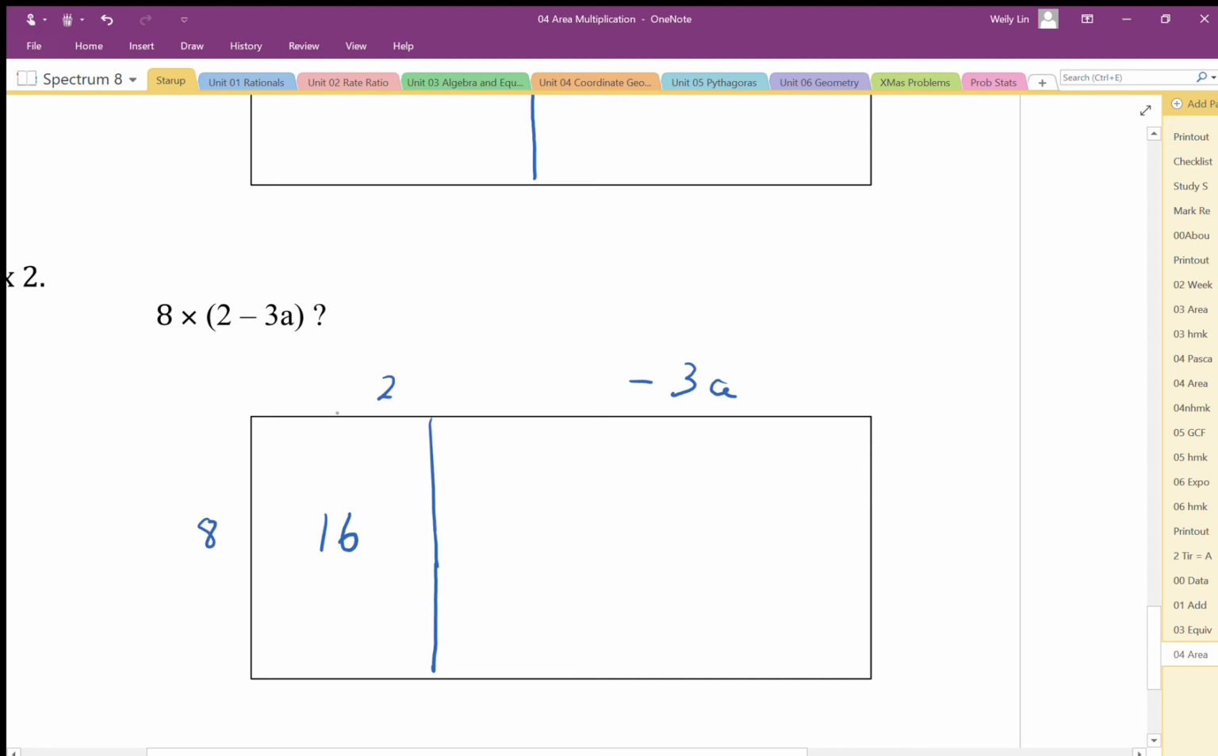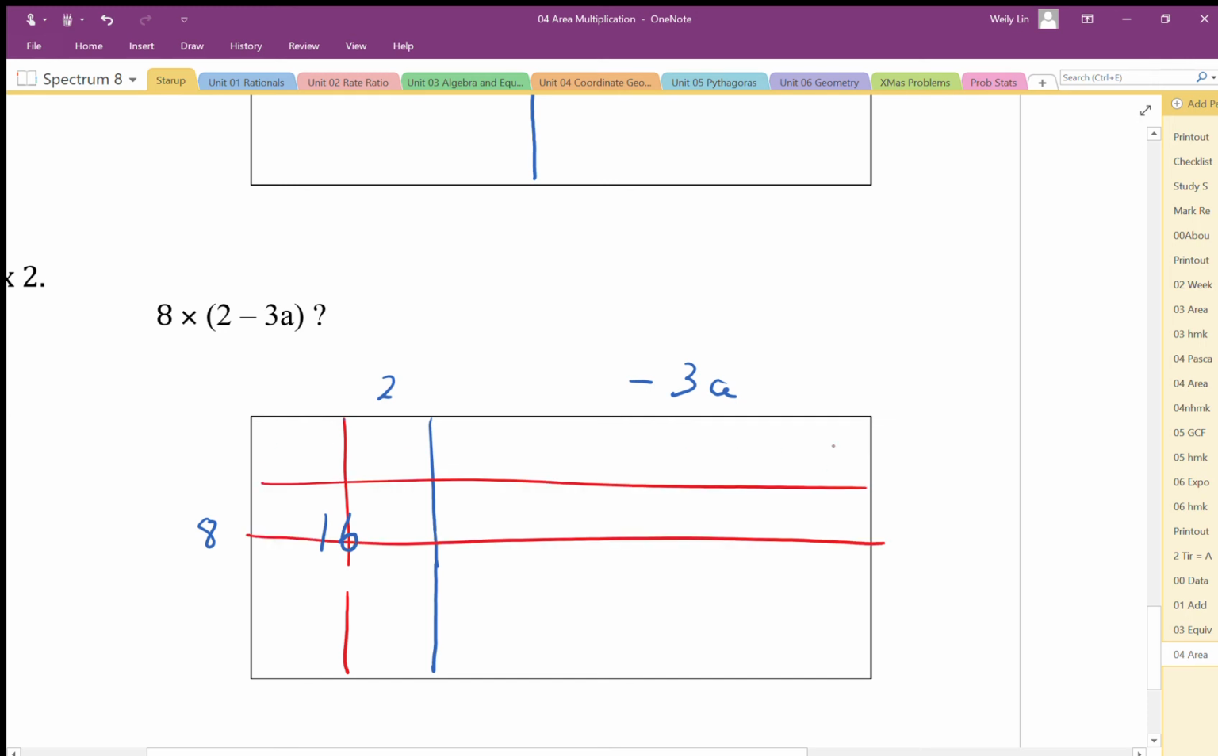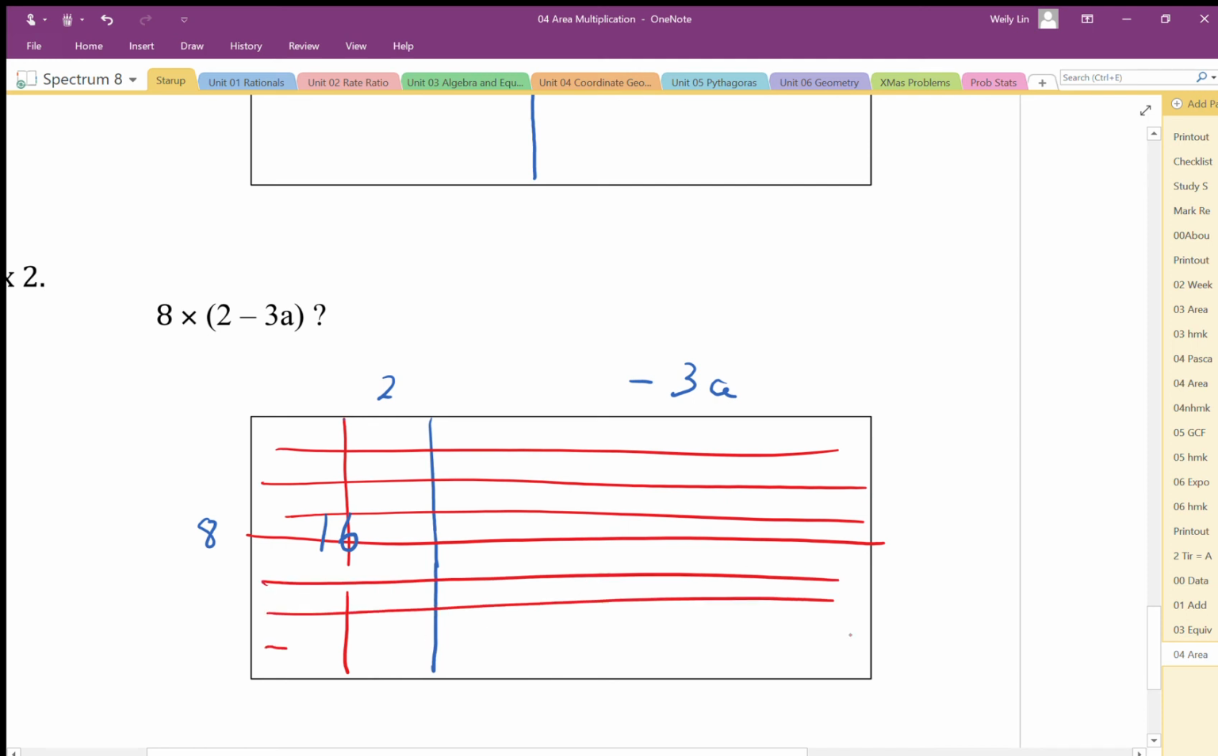Again, I could draw in my pieces here. I can draw my layers. There's 2 this way, and I can have 8 this way. Okay, and each one of these layers is -3a, -3a, -3a. Each one of those is going to be a layer of -3a. So when we add that all up, that's really just -24 groups of a.